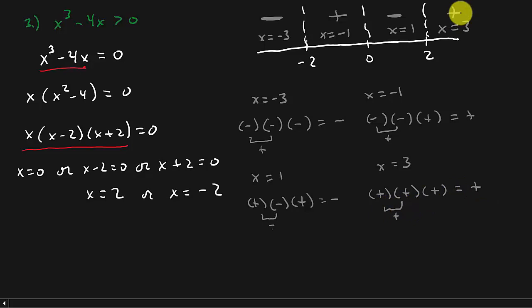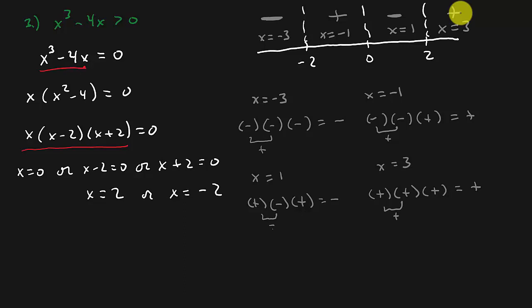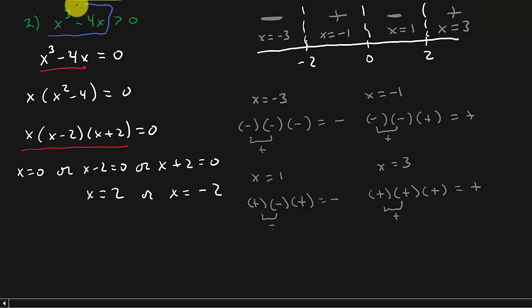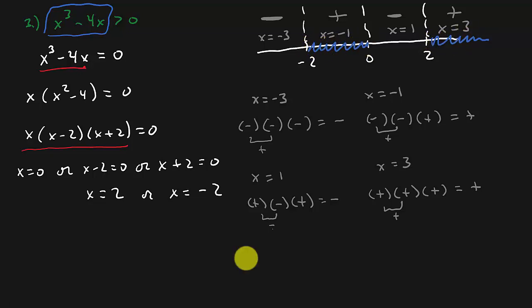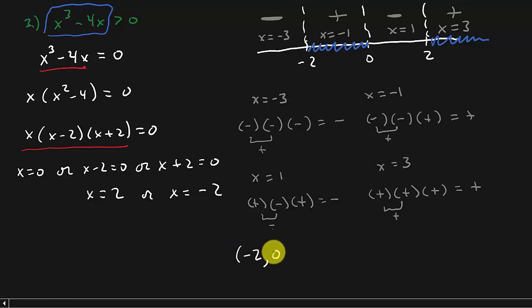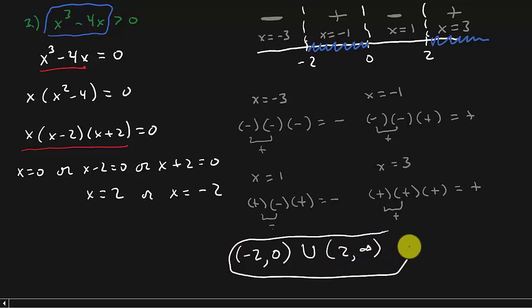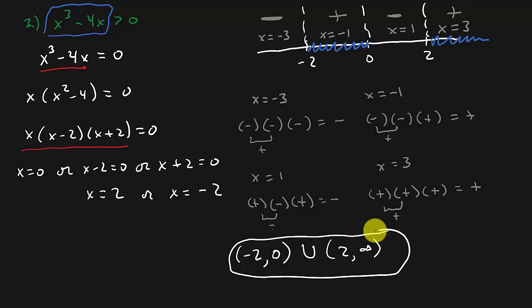All right. So what do we want to know? We want to know, when is this inequality positive? Well, it's positive here, and it's positive here. And so that's -2 to 0. We're using parentheses because it's not greater than or equal to, it's just greater than, or 2 to infinity. And there's your answer. So you can see it's not bad. And that's how you solve these polynomial inequalities.